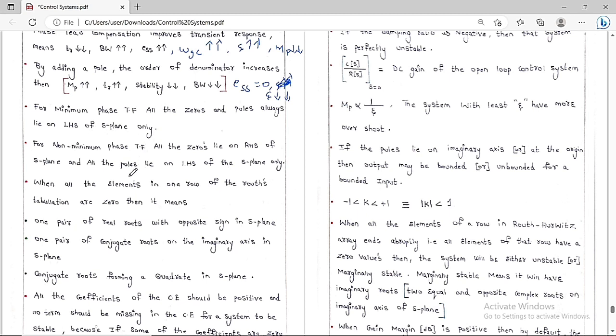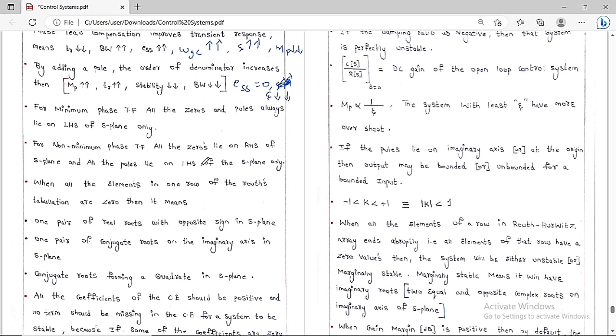The next point is, for a non-minimum phase transfer function, all the zeros lie on the RHS of the S-plane and all the poles lie on the LHS of the S-plane only. So this point you always have to keep in mind. I have told you this so many times. In the case of a minimum phase transfer function, all the zeros as well as the poles must always lie only on the LHS of the S-plane.